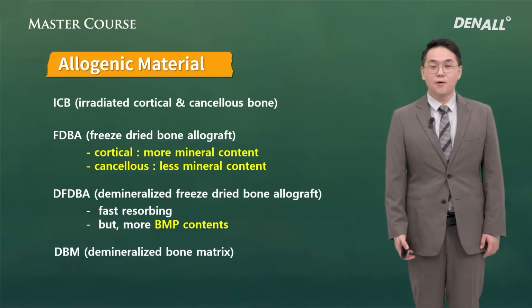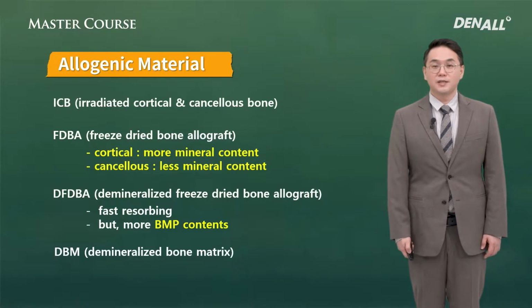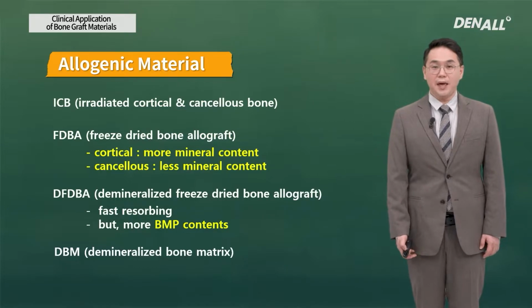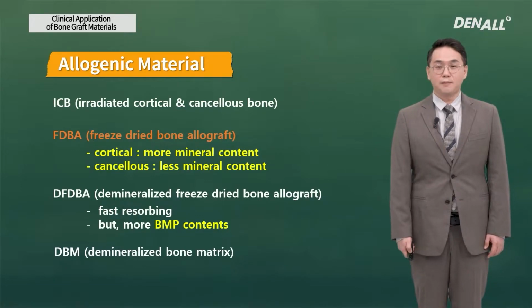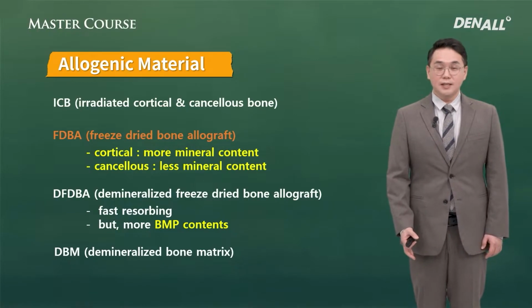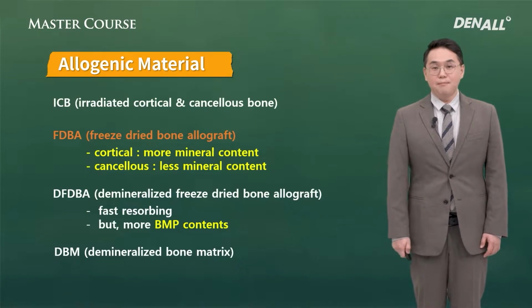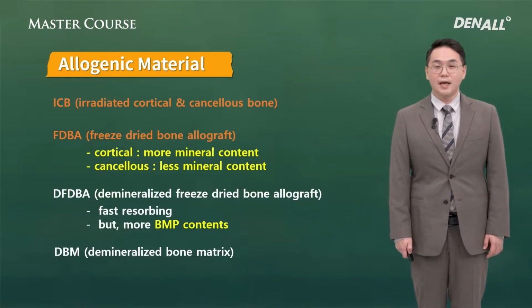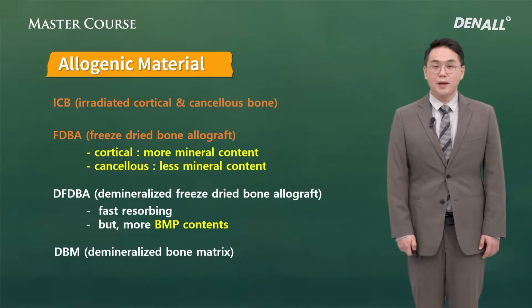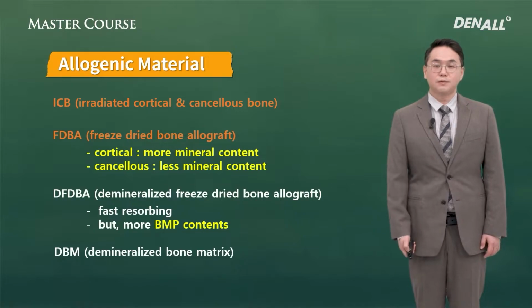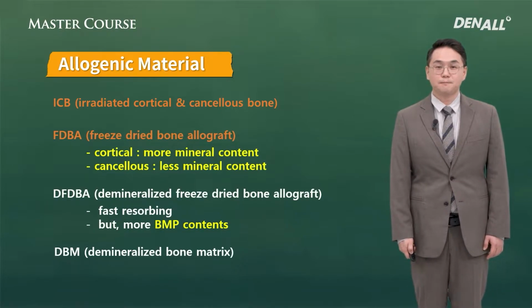Commercially, rapid freezing is something we can easily use. FDBA, freeze-dried bone allograft. Some companies use highly concentrated irradiation, which is called ICB. OptiMount Tissue Bank is providing that product, but in Korea, FDBA is the one mostly used.